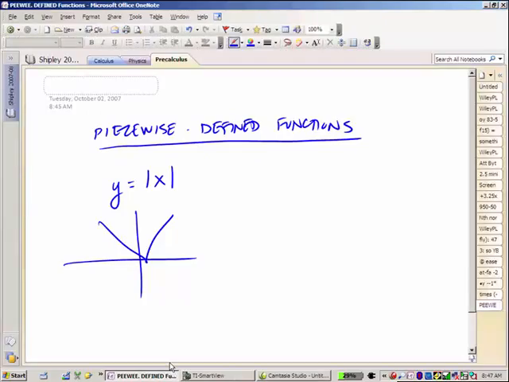That's a piecewise defined function. You might not have known it was a piecewise defined function, but it is. I'm now going to write it in different notation, and the notation I'm going to use is piecewise defined function notation. Same function, just written a different way.